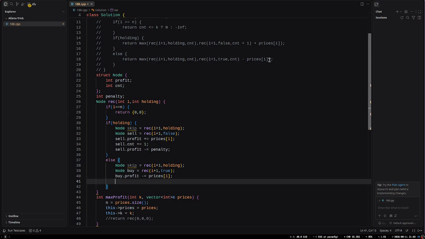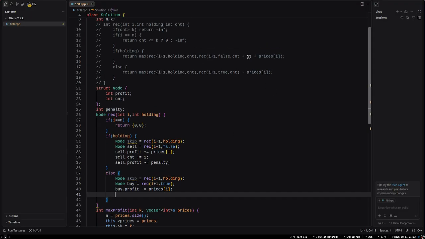Okay, this particular price is getting subtracted, and we will be subtracting the penalty only when count is getting incremented. Otherwise we are basically restricting the transactions, right? So for every completion of a transaction, you need to add a penalty. So buy dot profit minus equal to price of i. Here we won't be doing anything with the penalty as well as the count. Nothing else is changing.